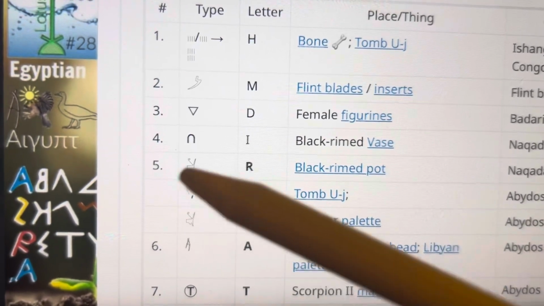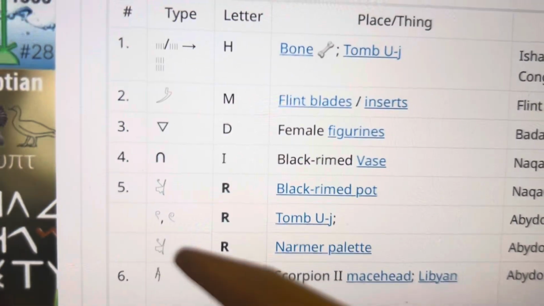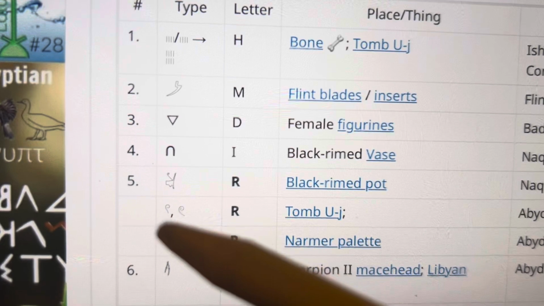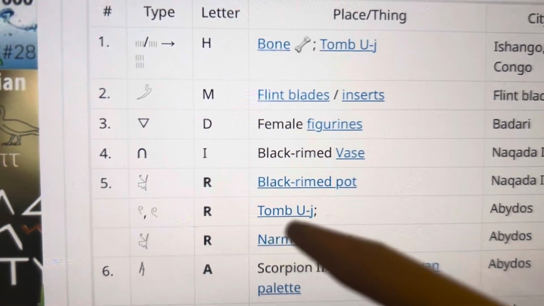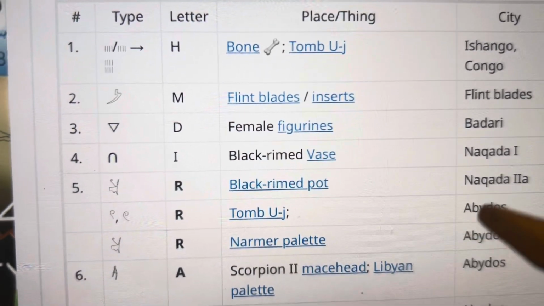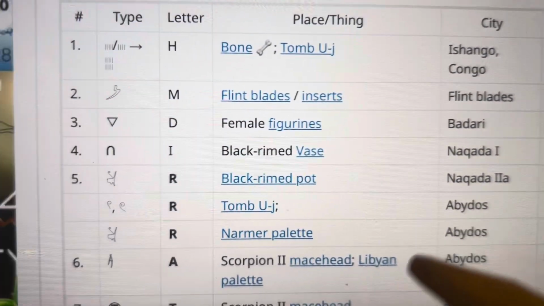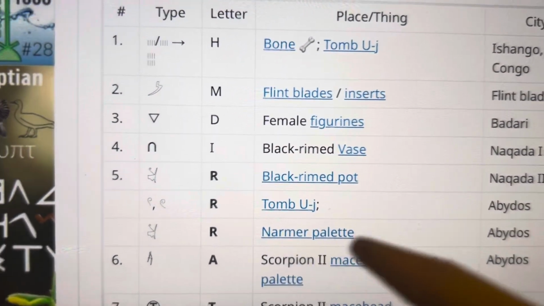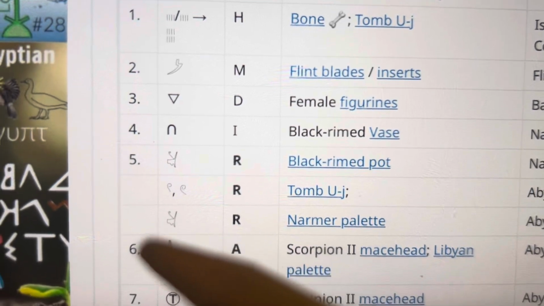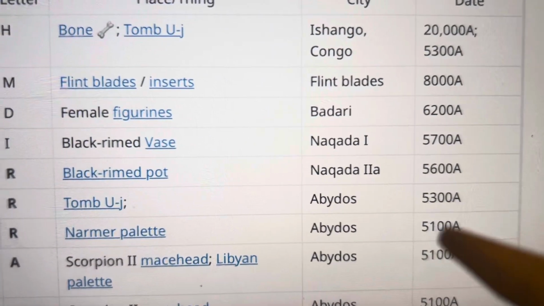The curl part of this, which is number 100, which became letter R, is found in Tomb Uj, Abydos tags. That's dated to 5300 A. The Narmer palette also has a red king with a red crown on it, with a battle ram on top. That's dated from Abydos, 5100 A.